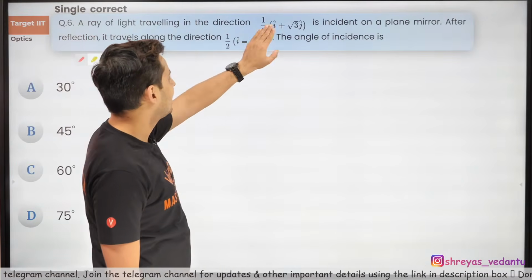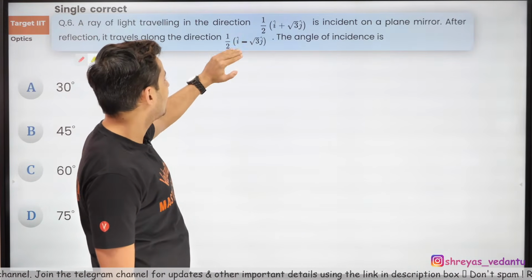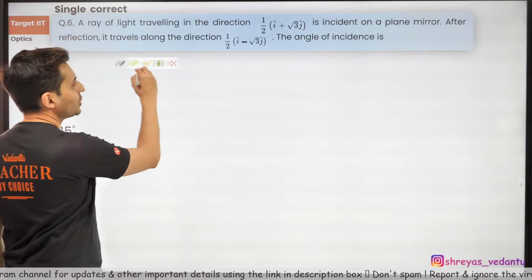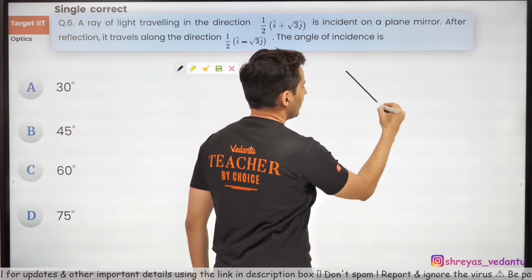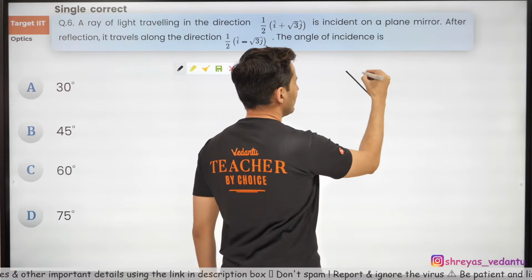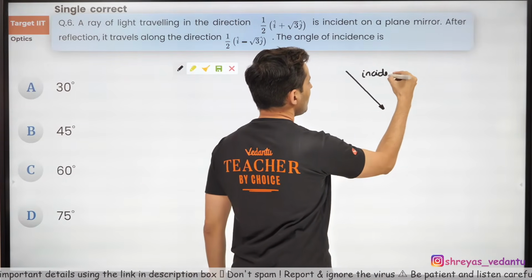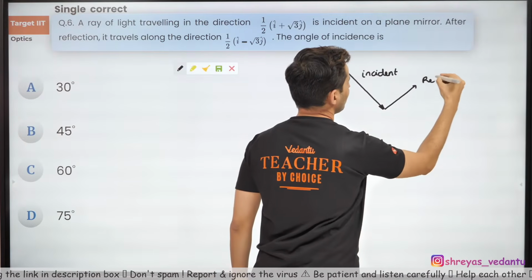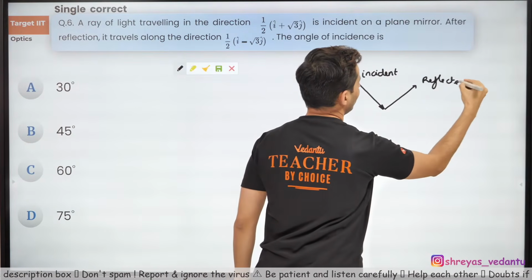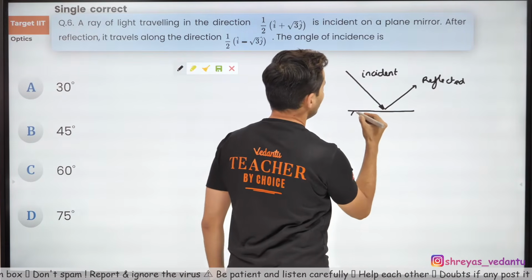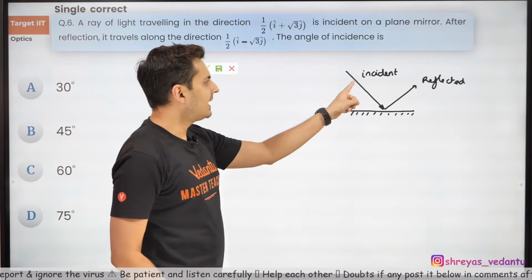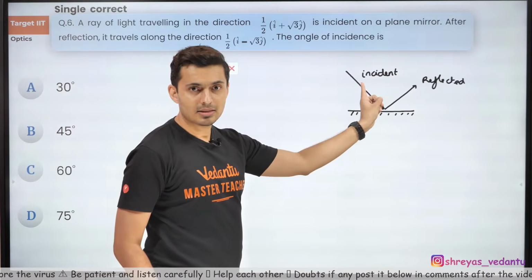So this ray of light is incident in this direction and reflected in this direction. What is the angle of incidence? I'll tell you what you should do. The ray will come like this. This is the incident ray, and it will get reflected like this. This is how it will get reflected. The mirror is going to be here. Now let's just find the angle between these two rays.